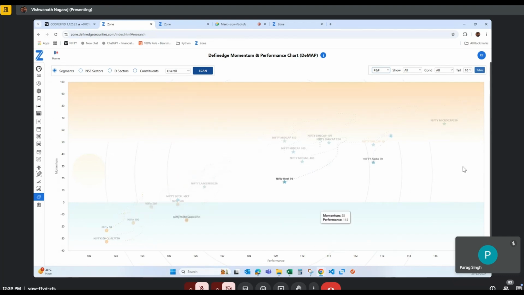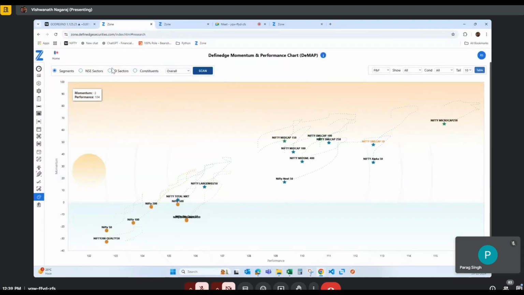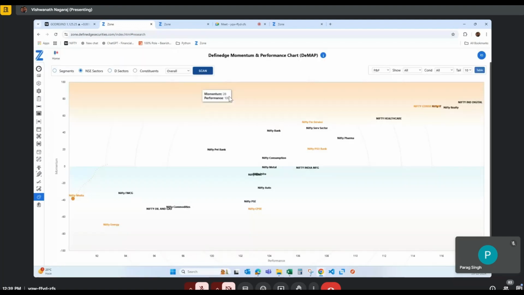Now you saw all of these, but again you have to go into these particular charts and have a look at them. Instead, I go to NSE sectors. Top-down analysis, the first rule is sector.